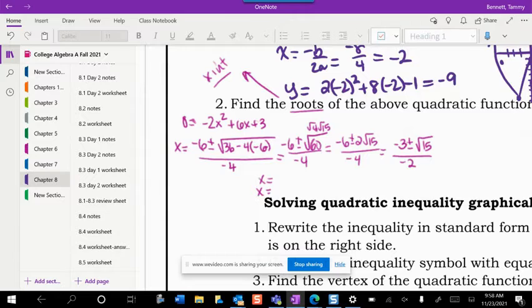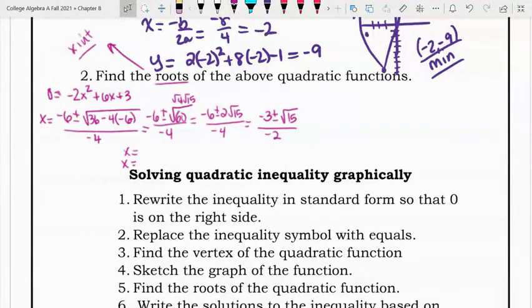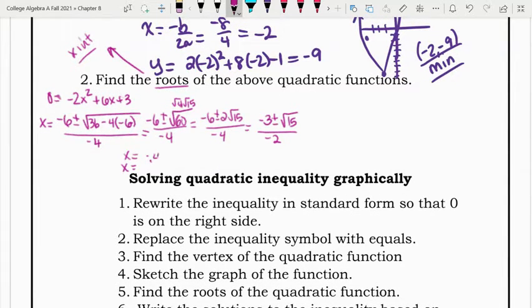All right, we're going to finish these notes on solving quadratic inequality graphically. First, I want to find the roots. I need the decimals of that first one. So negative 3 plus the square root of 15 divided by negative 2. So one root is negative 0.44. And then the other one is negative 3 minus the square root of 15 divided by negative 2, 3.43.